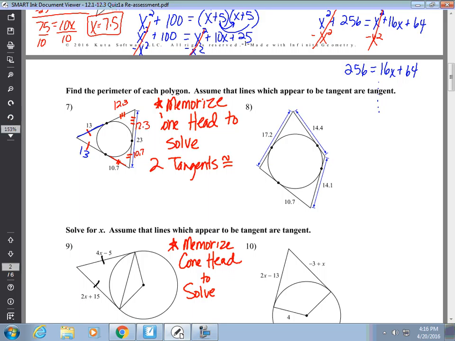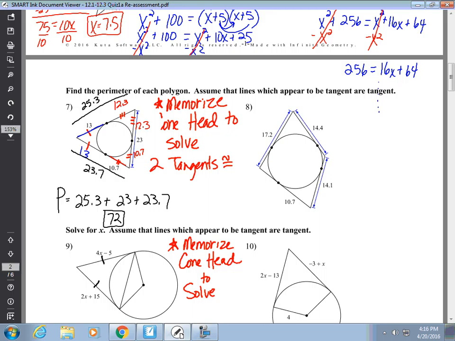So now I can find my perimeter, add up the sides. This side, if I add it up together, is 23.7. If I add these sides together, that's 25.3. So to get the perimeter, add all three sides, 25.3 plus the 23 plus the 23.7, which gives us a perimeter of 72.